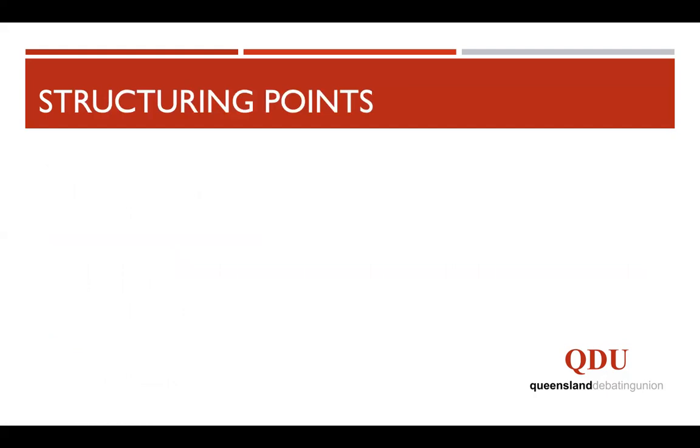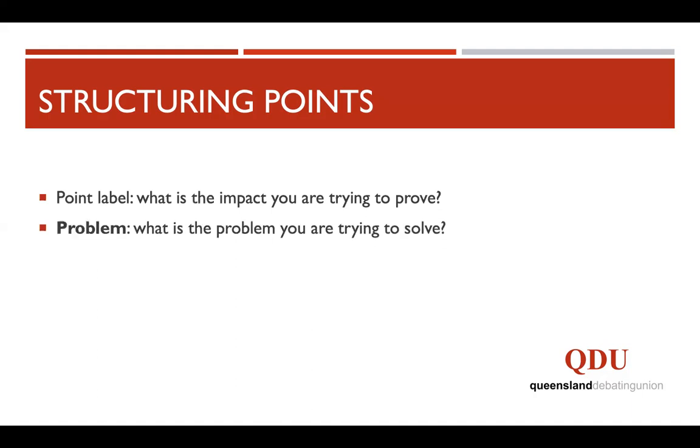Finally, let's take a look at how you can structure points. Please note that there are lots of different ways that you can structure points, and make sure to use whatever works for you. I think it's also a great opportunity to try and experiment a little bit as well, so here's one alternative you can use. First off, the point label. What is the impact, so the advantage or disadvantage that you are trying to prove?